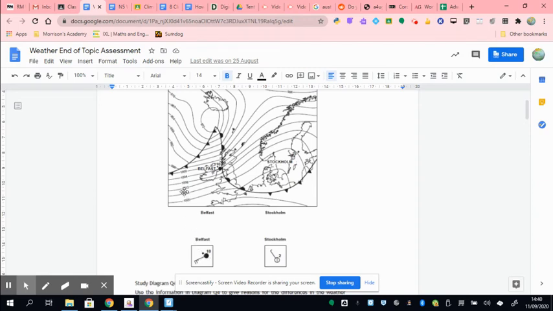And finally, why is the wind coming from the southwest in Belfast? Because it travels in an anti-clockwise direction in low pressure, whereas in Stockholm, why is it coming from the northwest? Because it travels in a clockwise direction following the isobars. So there are your major points that you should have written that explain the differences.